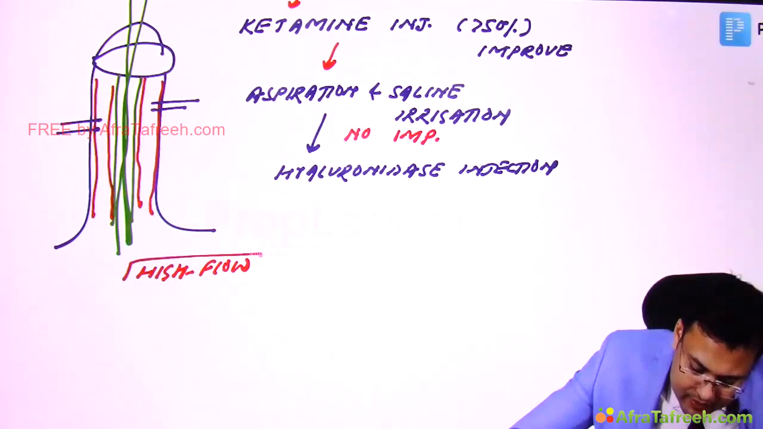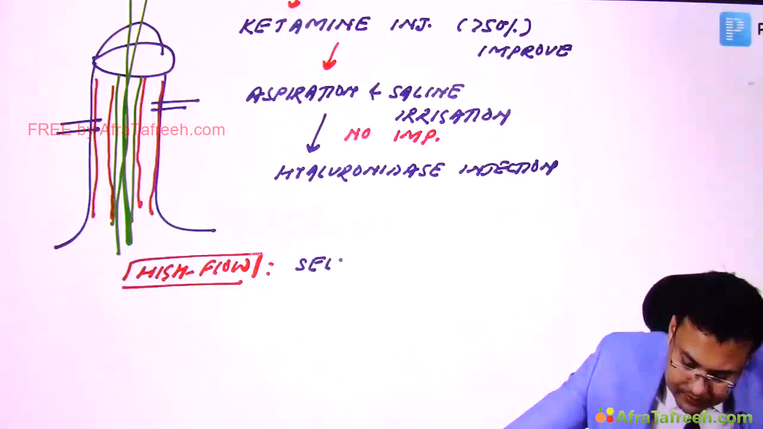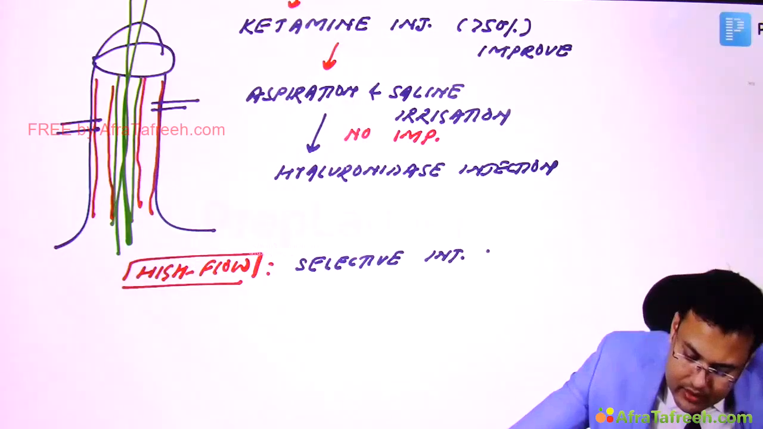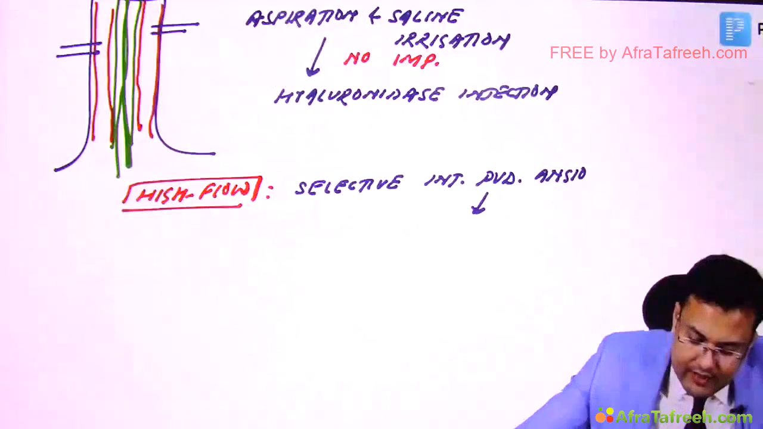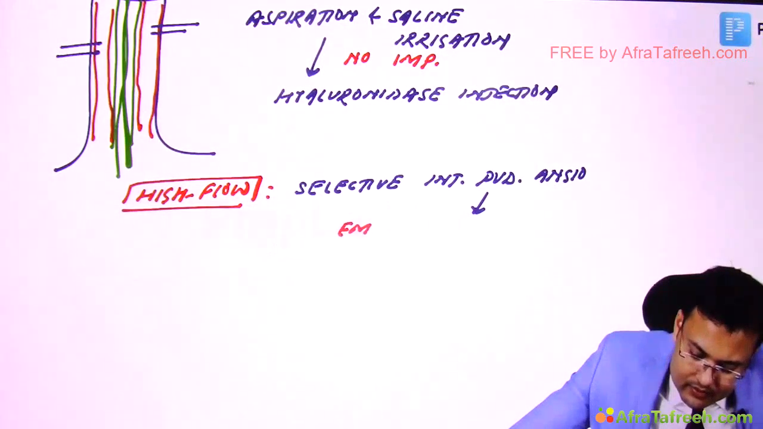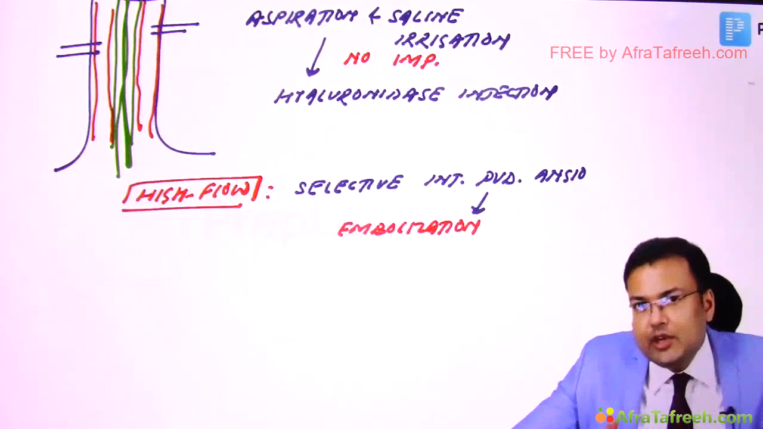In high flow priapism we go for selective internal pudendal angiography, and it's followed by embolization of feeding vessels. This is one treatment option.